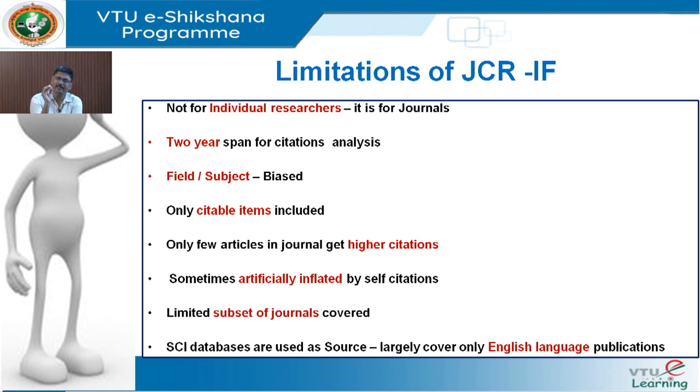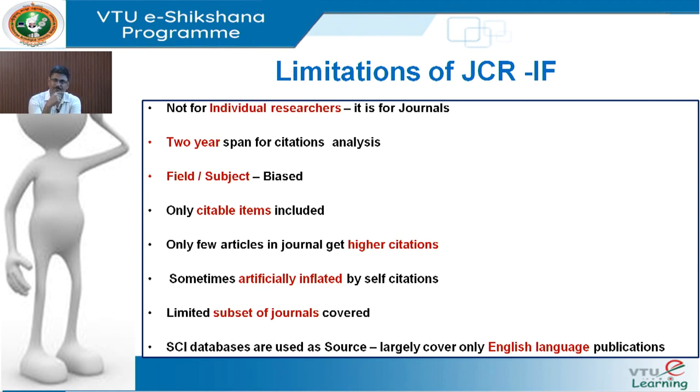Only citable items are included. For example, if you take a journal, it will consider only pure research articles. In a journal there are many other items, like editorial notes, letters, communications and short communications. Impact factor ignores all those, though they also contain some technical value. Also, only a few articles in a journal get higher citations. For example, a journal has 20 articles, and only one article has got some 300 citations while the remaining 19 have got 0 citations, but the journal impact factor fails to address that issue.